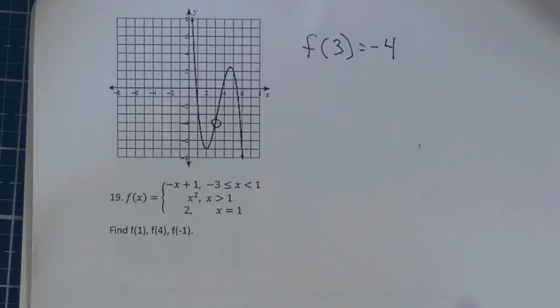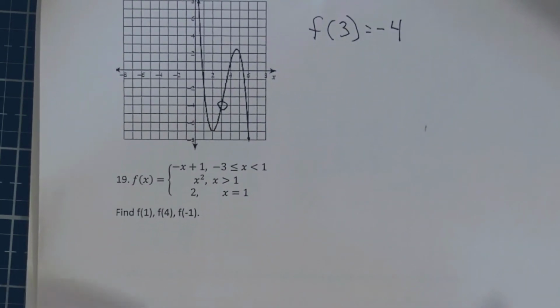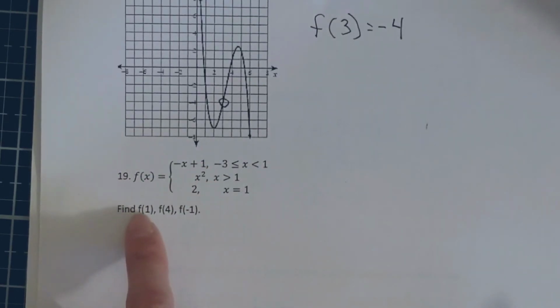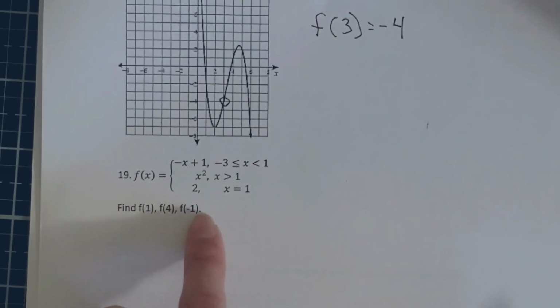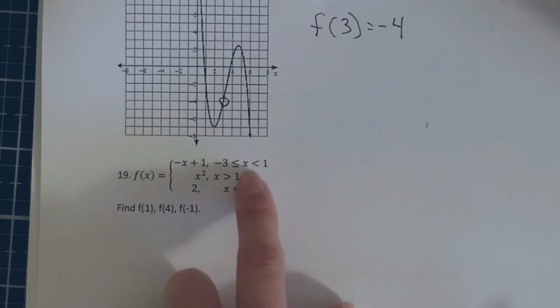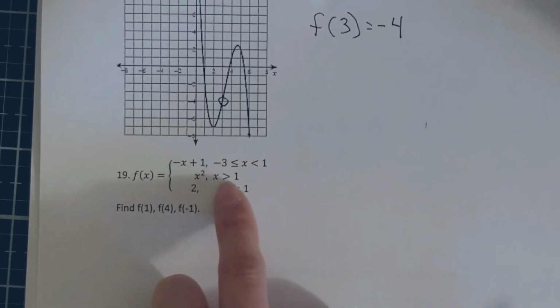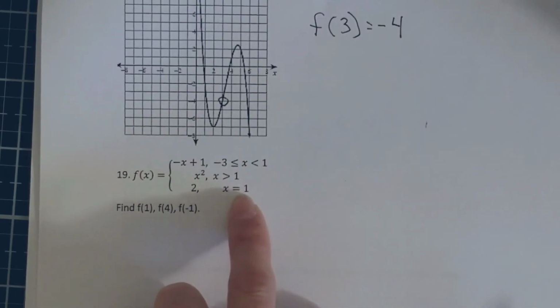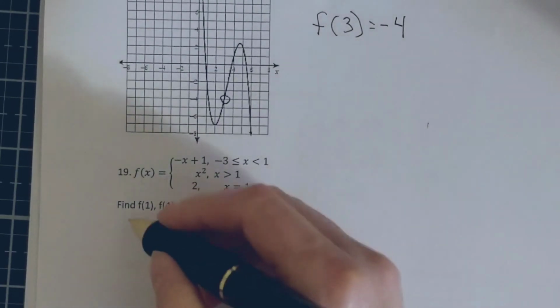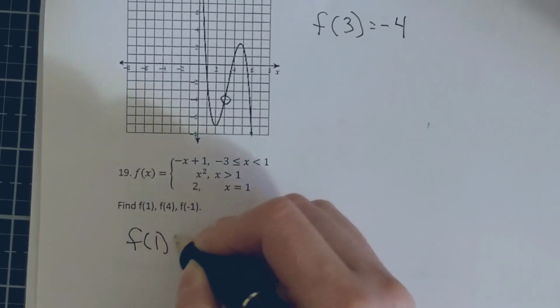All right, number 19. They give you 3 different cases. They want you to find f of 1, f of 4, and f of -1. So for f of 1, you have to read your cases. This one doesn't have a bar, so it's not equal to 1. This is greater than 1. This is the one that says x equals 1. So your answer for f of 1 would be 2.